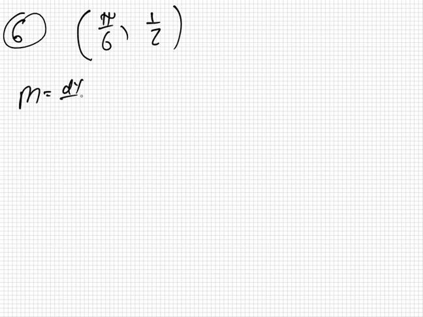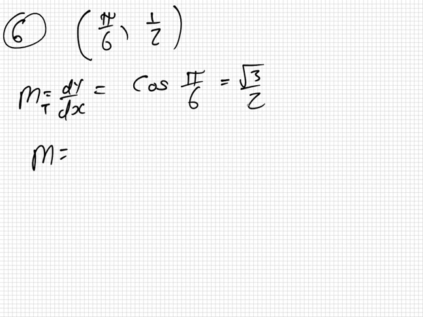So what's the formula for slope? That's dy dx. What's the derivative of sine? Cos. So it's cos pi over 6. But that's for the tangent. You want the one for the normal. So what do we do for this? We flip it. Yeah, so it'll be minus 2 over root 3.